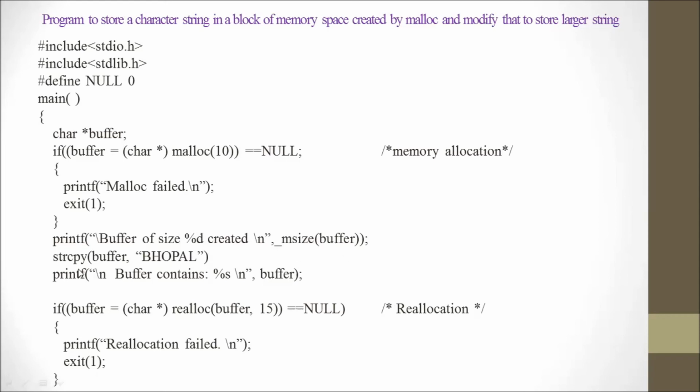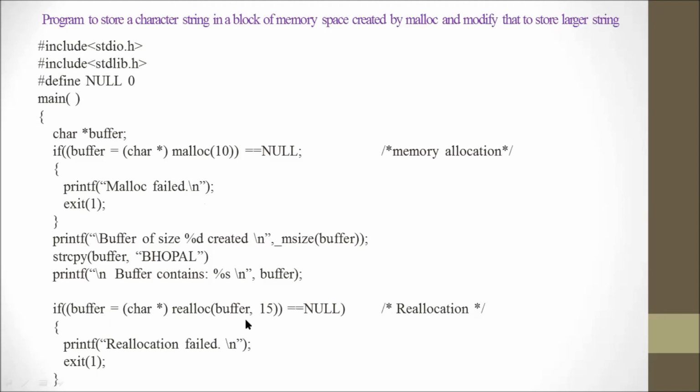Here we use the string copy function strcpy to copy Bhopal to the buffer. The buffer size is printed, and the buffer contains the string, using %s buffer. Then we check if the reallocation of the buffer to 15 is equal to null. Bhopal is sufficient for 10 characters, and here we reallocate the buffer to size 15. This is the reallocation.